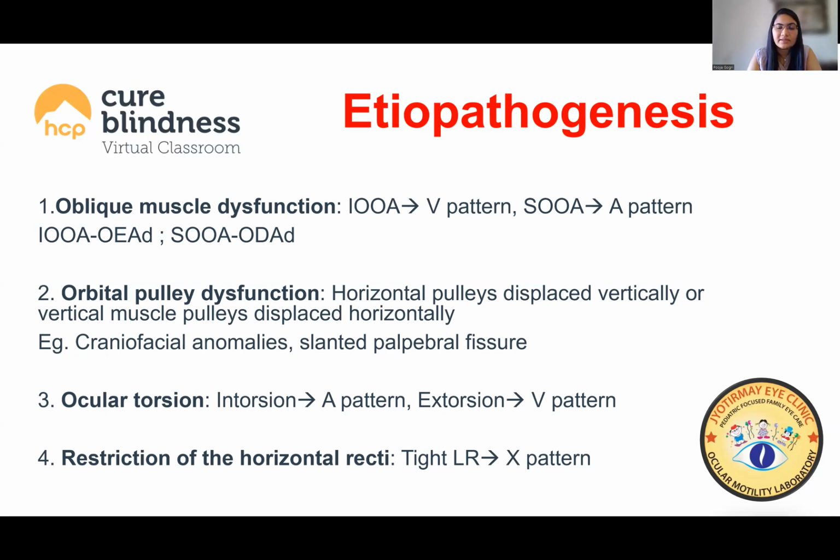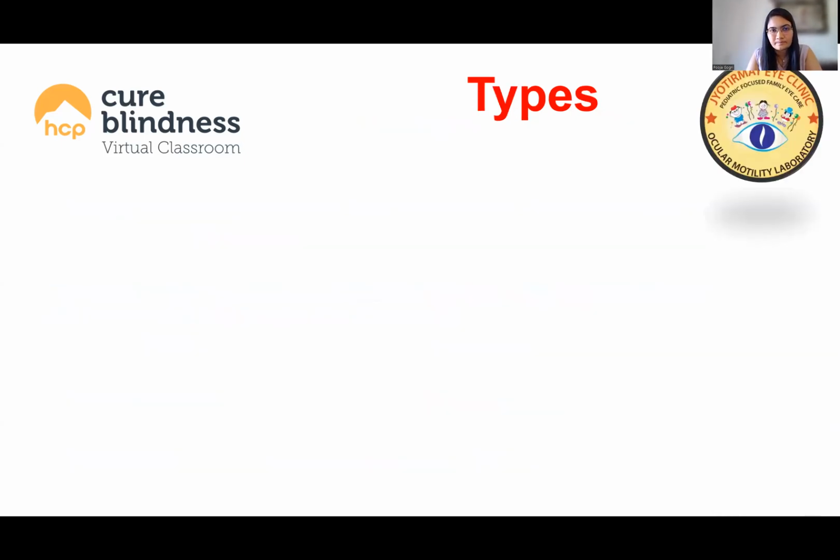Ocular torsion, that means if the eye intorts, it causes more of an A pattern strabismus, and if the eye starts extorting, they will start developing a V pattern strabismus. Also, when you have a tight horizontal rectus because of some restrictive element like a tight lateral rectus, you will develop a pattern like an X pattern strabismus. So let's look at the types.